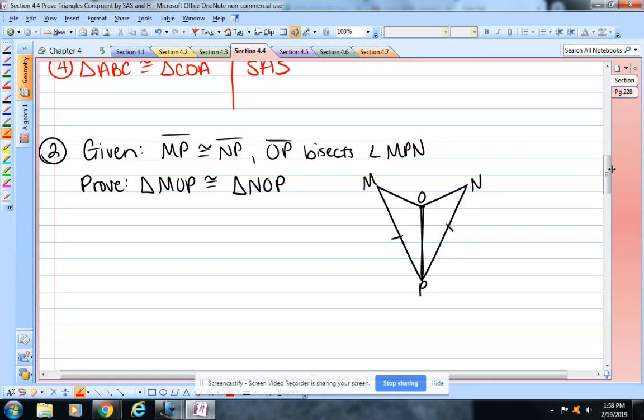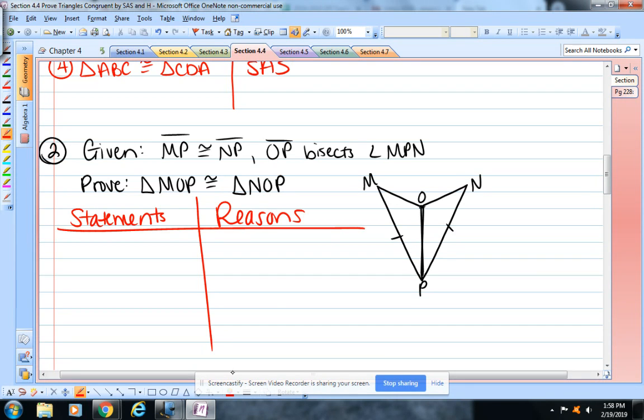My last example has these on it. So I'm going to do my statements and reasons. We're proving something, so we've got to do statements and reasons. What's my first statement, y'all? Now, does that one marked on the picture? Did they mark MP and NP congruent? Yeah, those little tick marks, so they're congruent.